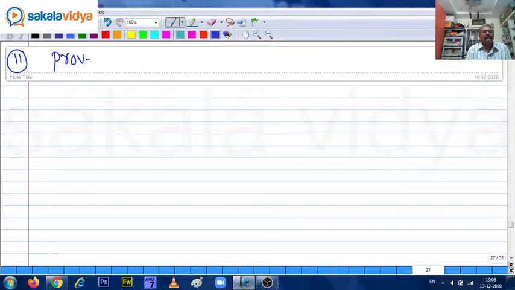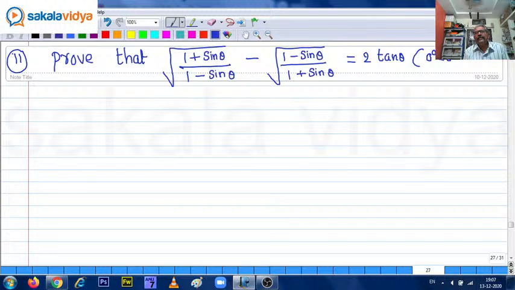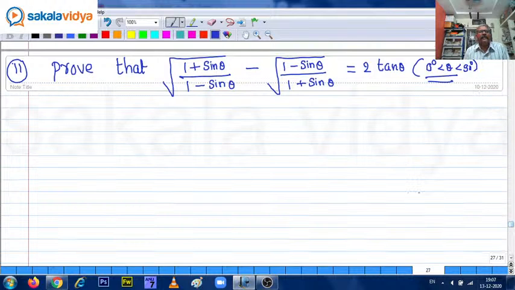Prove that root over (1 plus sin theta upon 1 minus sin theta) minus root of (1 minus sin theta upon 1 plus sin theta) equals 2 tan theta, provided 0 degrees less than theta less than 90 degrees. This is the condition. Can you solve this problem? Try yourself.